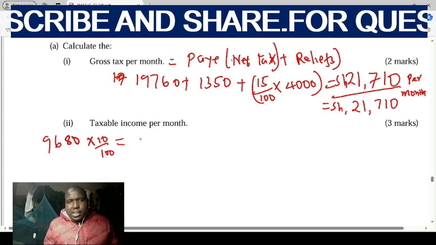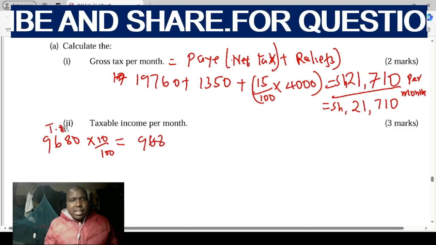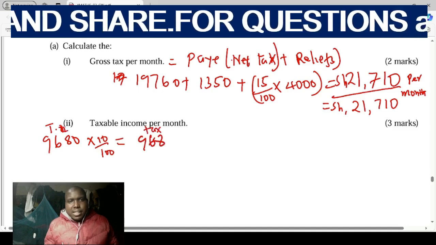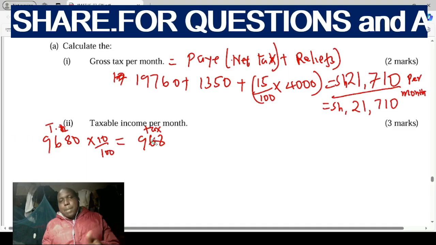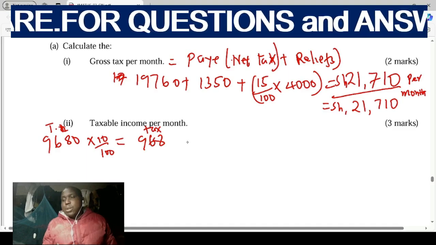Remember, this is the taxable income, and this is the tax. Hiyo ndio kitu inasumbua watu. Ya kwanza ni taxable income. Ya pili ni tax anayolipa. Tukiongeza ndio tunapata gross tax.